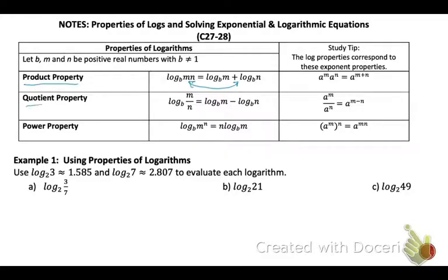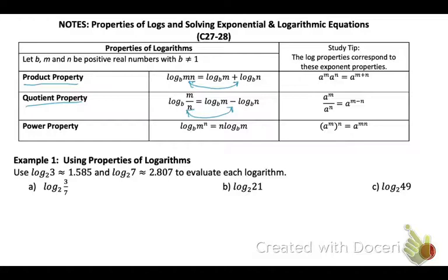Our second property is the quotient or division property. So if you have a log base b and the value is divided, you can rewrite those values, the numerator and the denominator, as subtraction. So log base b of the numerator, m, minus log base b of the denominator. And again, these properties work the other way. So if you have two logs subtracted of the same base, you can put them together with division.